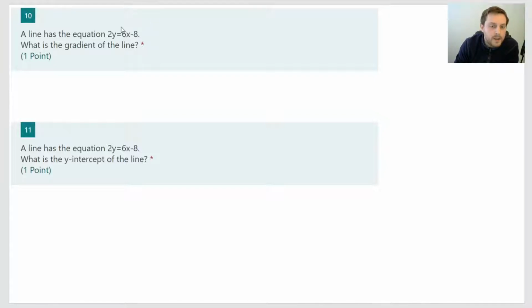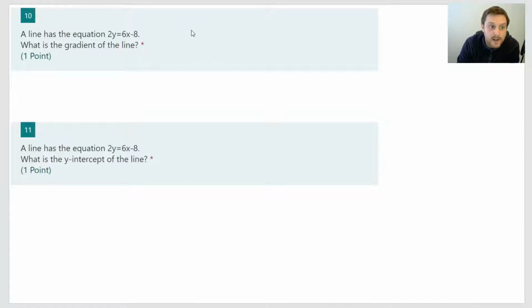Okay? Because it's 2y equals 6x minus 8, we cannot say anything straight away about the gradient, okay? Because what the gradient is for, a change of 1 in the x direction, what is the change that you see in y? And we can't say that straight away here. This would be the change in 2y, not the change in 1y.